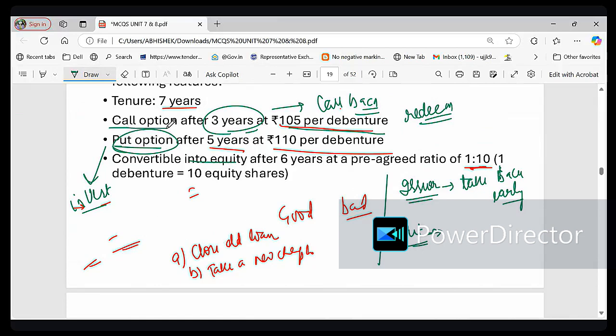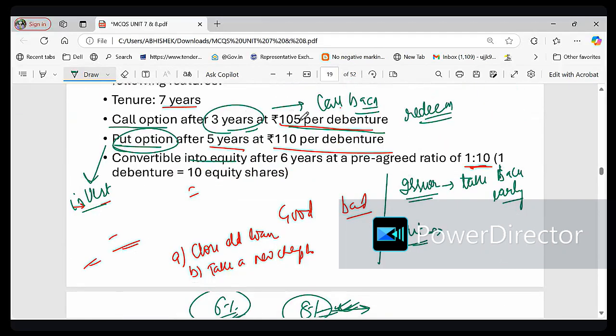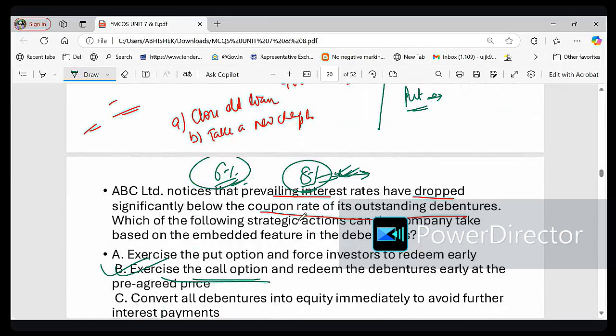Why will the company use the call option? To avoid paying higher interest when cheaper funds are available. Suppose the coupon rate is 8% and the prevailing market rate is only 6%. Why is the company at a loss? Because the company is paying an 8% coupon to the debenture holder while the market rate is just 6%. So the company will exercise the call option. It will tell the debenture holder, I am redeeming the debenture and repaying you at 105 rupees, and I will reissue new debentures at 6% interest, which is the market rate.